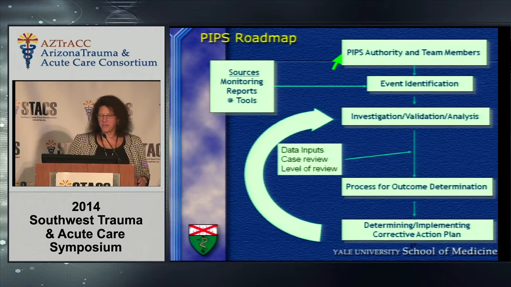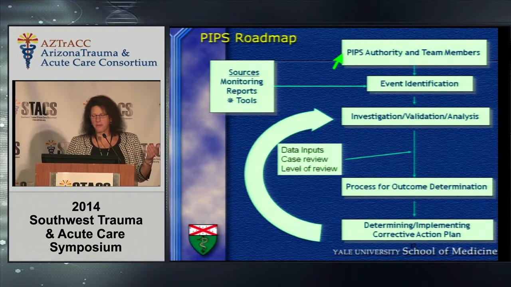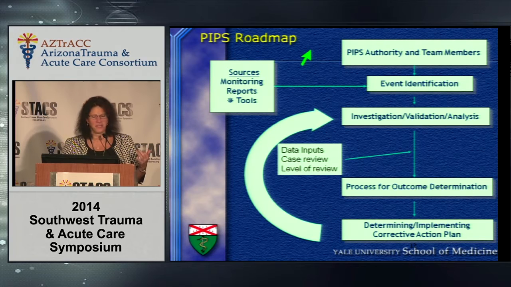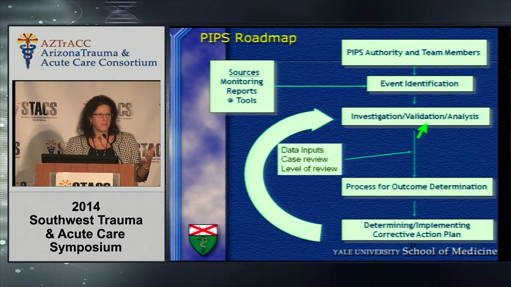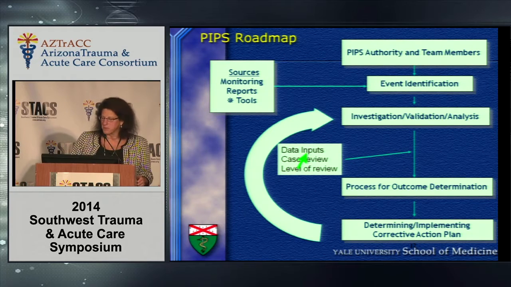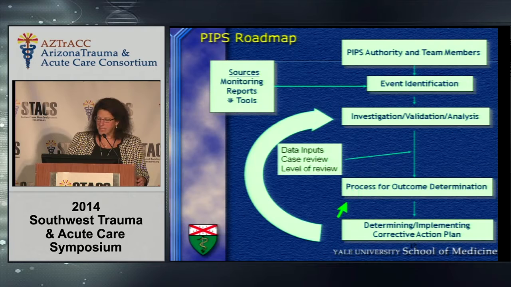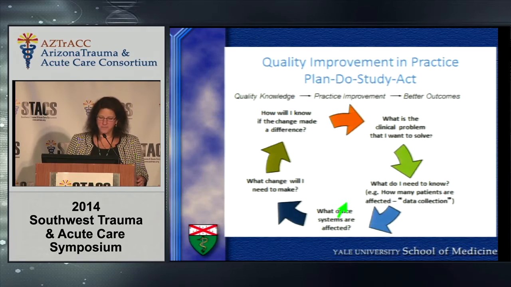But in any event, you have to have a performance improvement authority and team members that are capable of identifying events from various sources, including monitoring, reporting, and tools. Whether that's a download from your trauma registry or a download from your electronic medical record or somebody running around with a piece of paper keeping track of your patients. You then have to investigate, validate, and analyze the event to determine whether or not it is within the standard of care or if there is something that you can do to improve the process. And by doing this, you look at case reviews, and there are various levels of reviews that we'll discuss shortly. Then you determine a process of outcome determination and implement a corrective action.